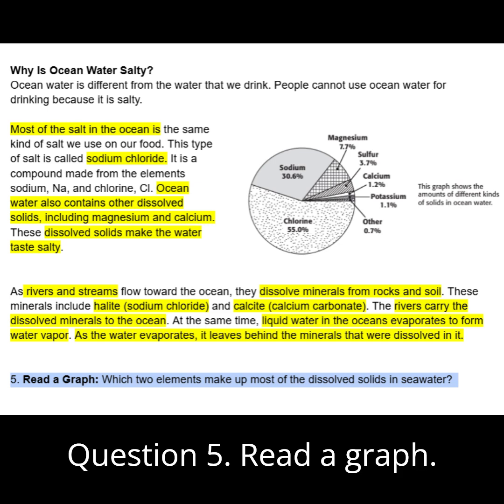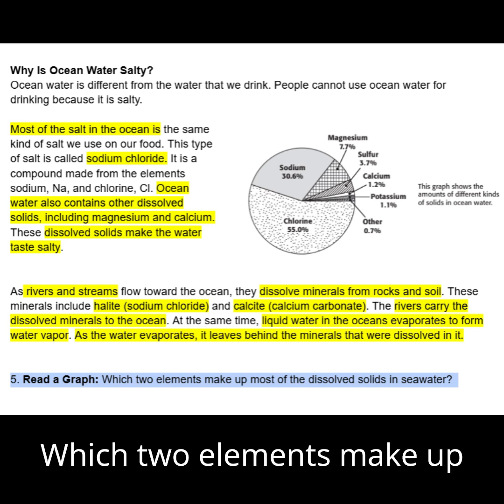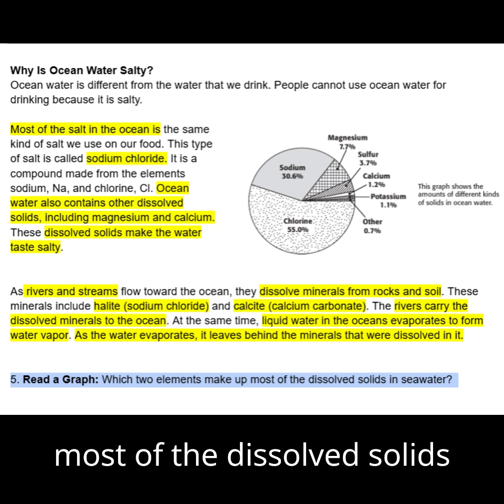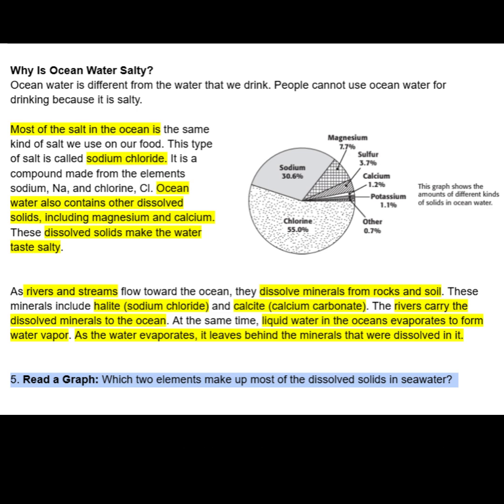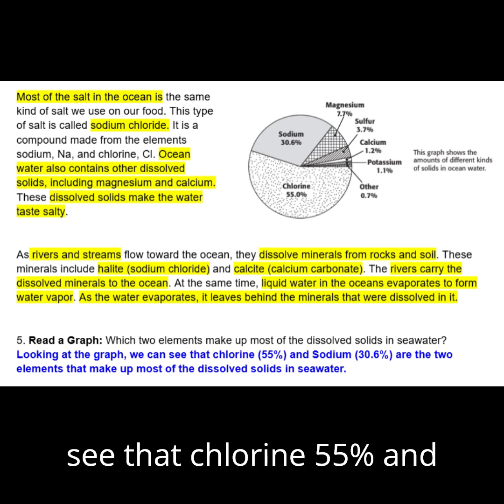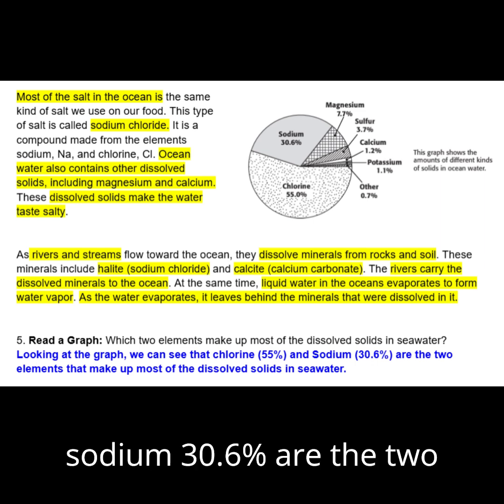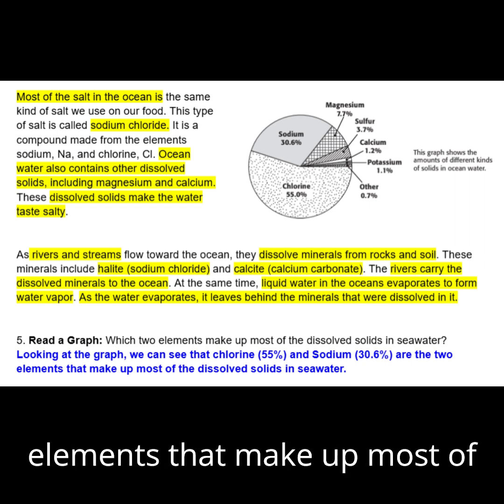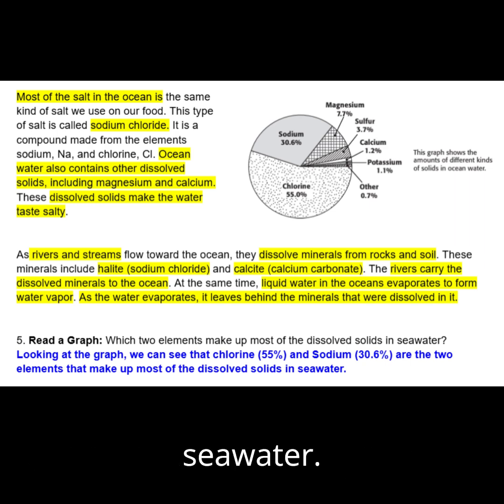Question 5. Read a graph. Which two elements make up most of the dissolved solids in seawater? Looking at the graph, we can see that chlorine, 55%, and sodium, 30.6%, are the two elements that make up most of the dissolved solids in seawater.